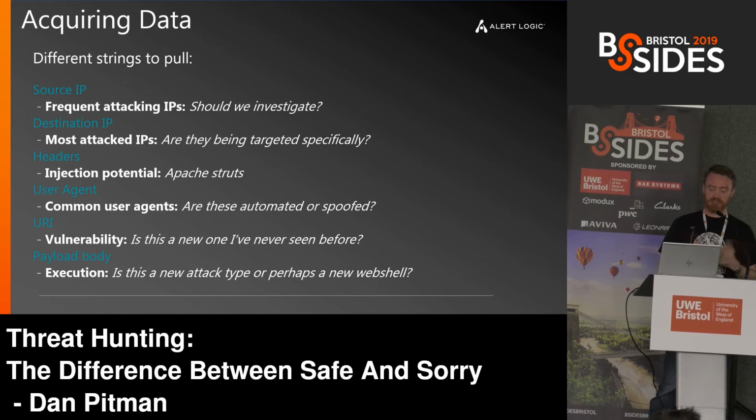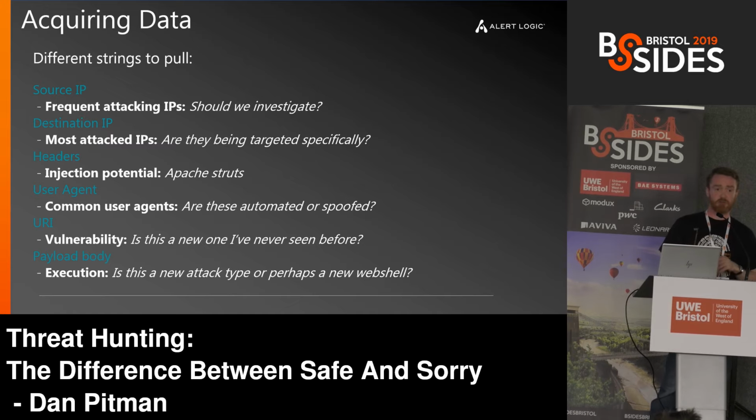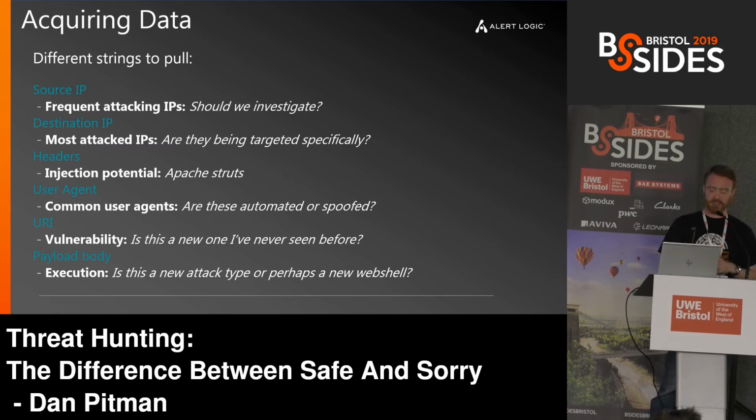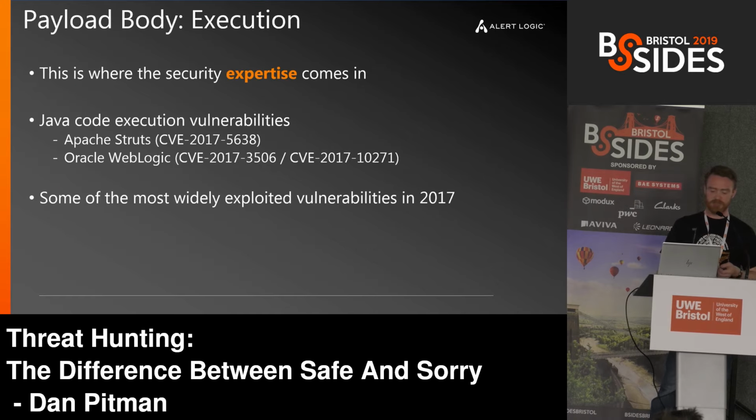There's other bits and pieces, like in the headers, Apache structure is quite a common one to look for in headers and so on. User agent, obviously they can spoof this, but you can often tell if they're not particularly bright whether they're automating things. But we're going to focus on payload body for some of the examples I've got. We find it definitely to be generally the more useful when you're looking for attacks and you're doing threat hunting because it contains the richest amount of information.